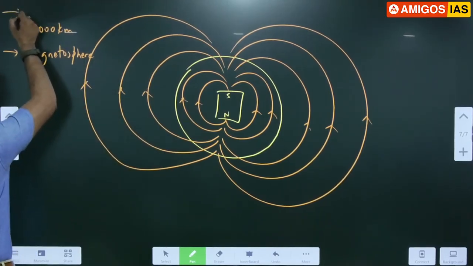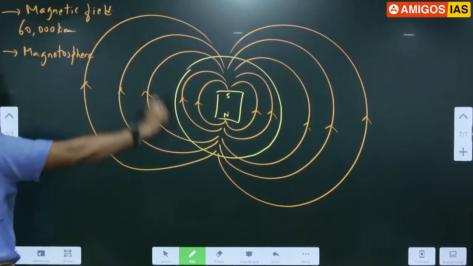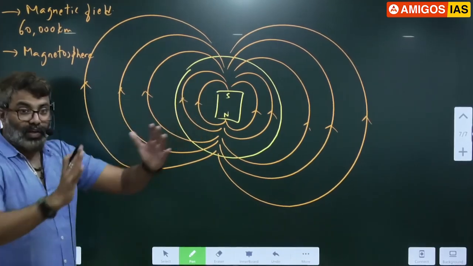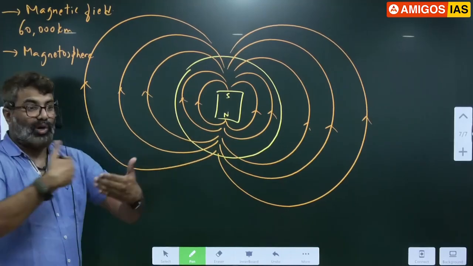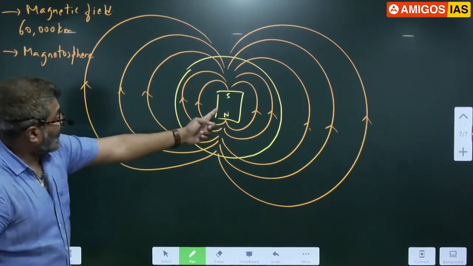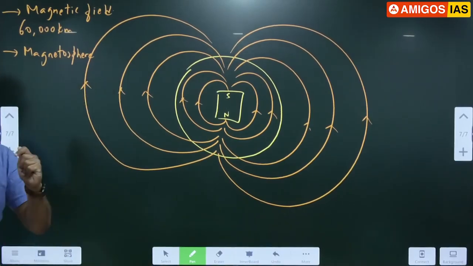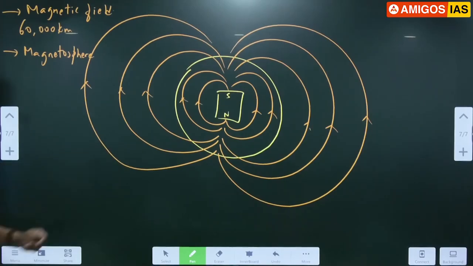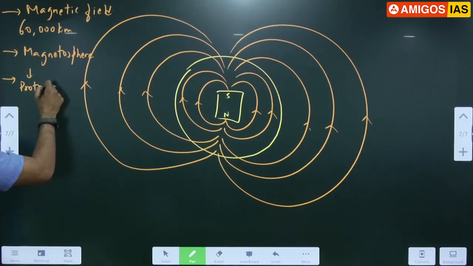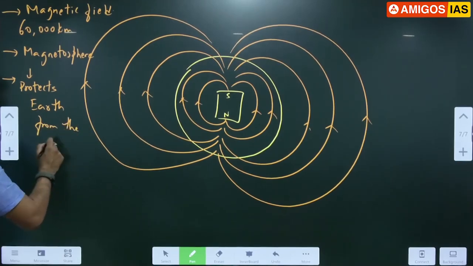That also you know now. All this I am repeating from the first day's class. What is a magnetic field? The region around the magnet where you can feel the attraction or repulsion. That area is called the magnetic field, also known as the magnetosphere. It starts from the earth interior and goes up to 60,000 kilometers in space. And I told you in the first class, this magnetosphere protects earth from the solar wind and solar flares.